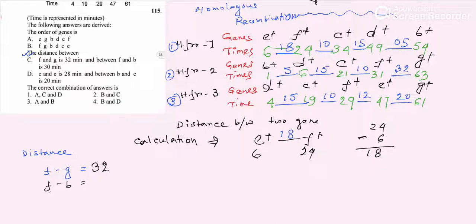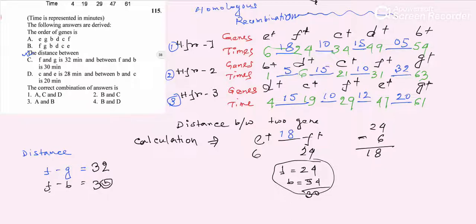The distance between F and B we can find here, where the distance between F and B, like we can find that F is 24 and we can see that B is 54. So the distance between them is 30. So F and B distance is 30. You can see here in the HFR strain 2 that B is 1 and F is 31. So the distance remains the same, that is 30.